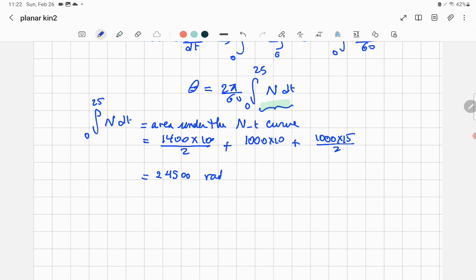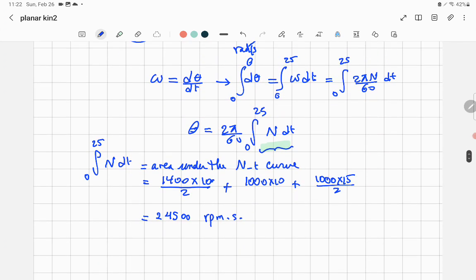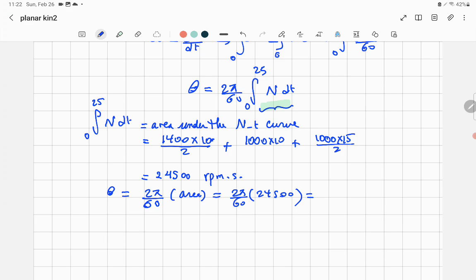That's not radian, that's revolution per minute times second, because I did the area like that. I have a constant here that will fix everything, that 2 pi over 60. So now I can say that theta is equal to 2 pi over 60 times the integration, which is the area I just got. So I have 2 pi over 60 times 24500. It will give me radians.